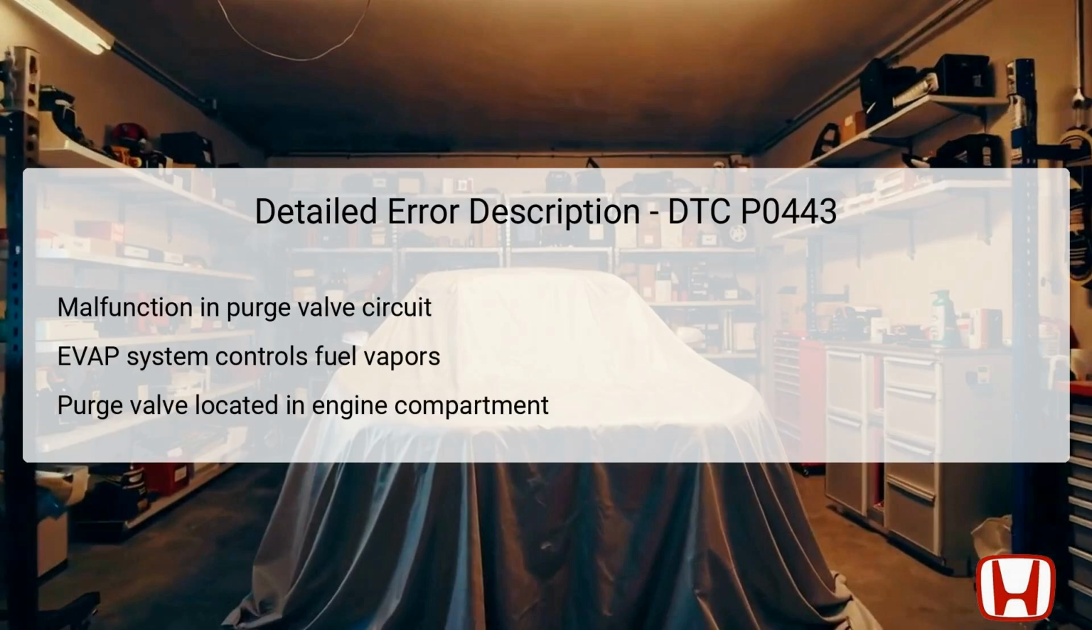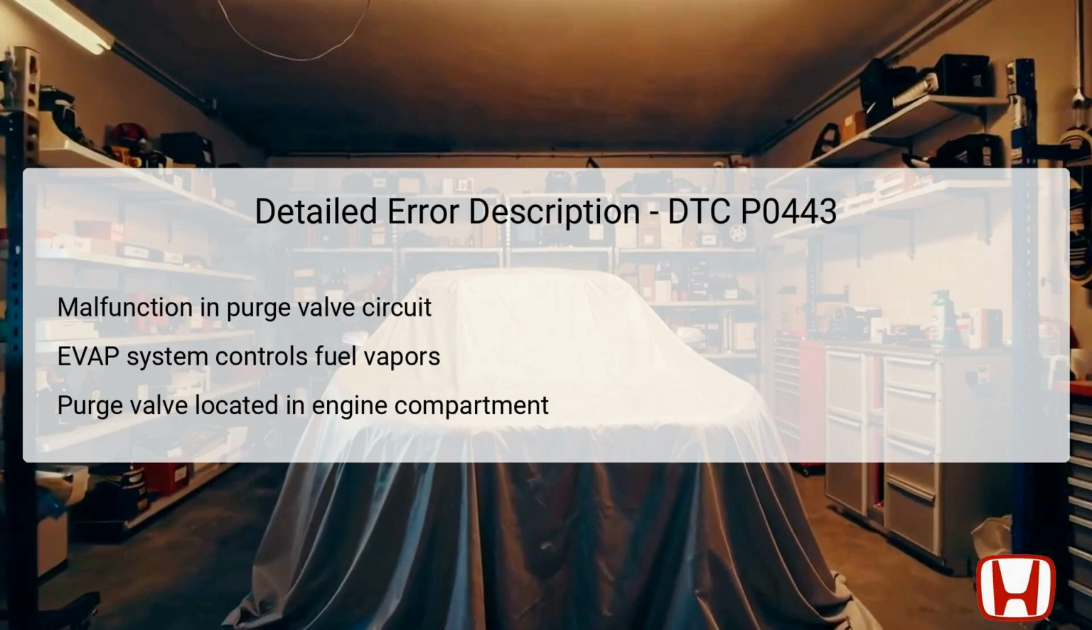The DTC P0443 indicates a malfunction within the purge valve circuit of the EVAP system. This system is designed to minimize fuel vapor emissions, which helps the environment by reducing pollutants. The EVAP Canister Purge valve is an integral component found in the engine compartment, often near the fuel rail and linked to the intake manifold via a vacuum line.